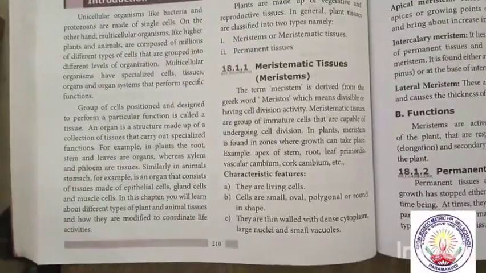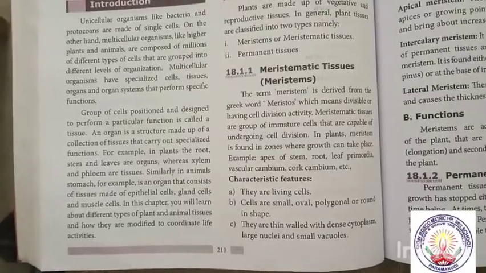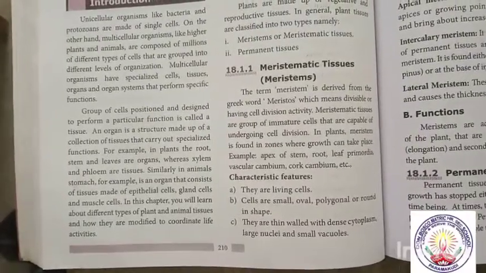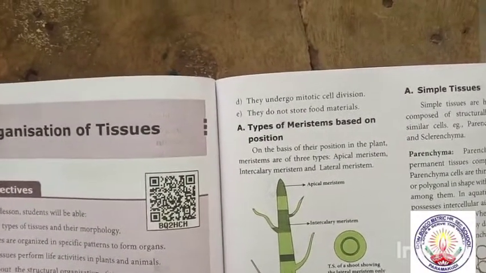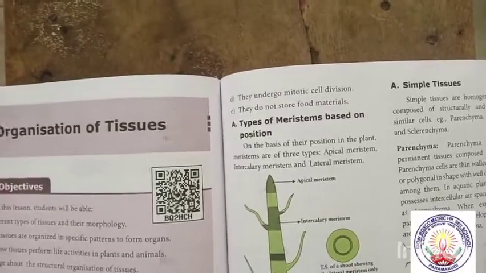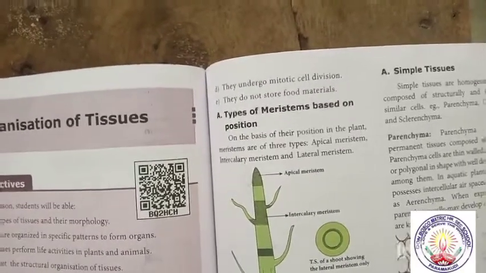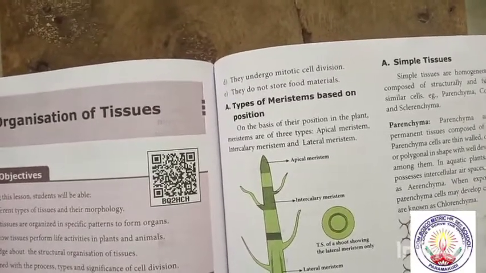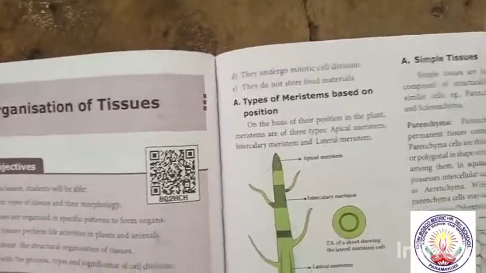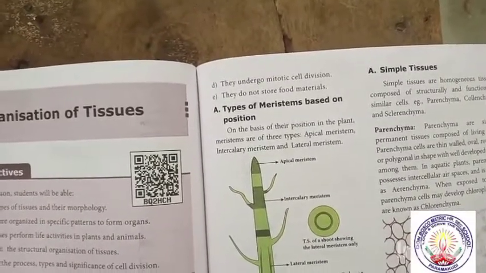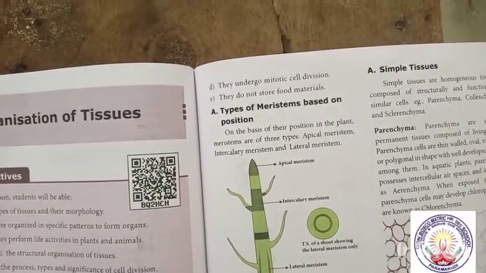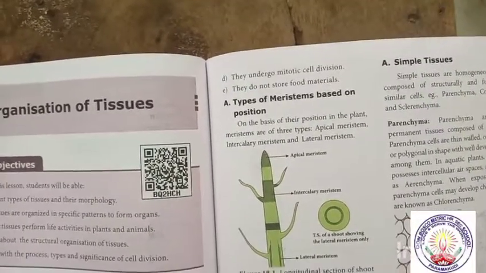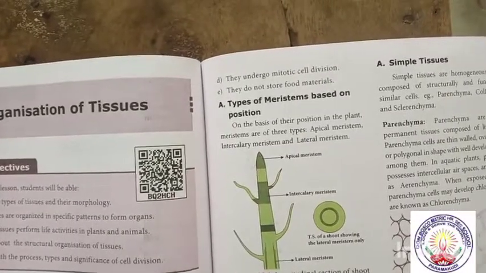They are thin walled with dense cytoplasm, large nuclei and small vacuoles. They undergo mitotic cell divisions. They do not store food materials. Types of meristems based on position. On the basis of their position in the plant, meristems are of three types: apical meristems, intercalary meristems and lateral meristems.